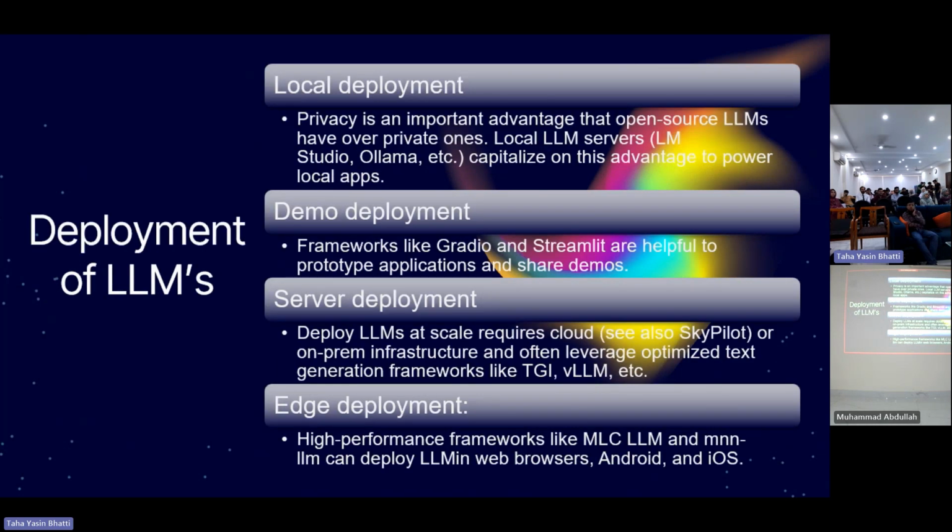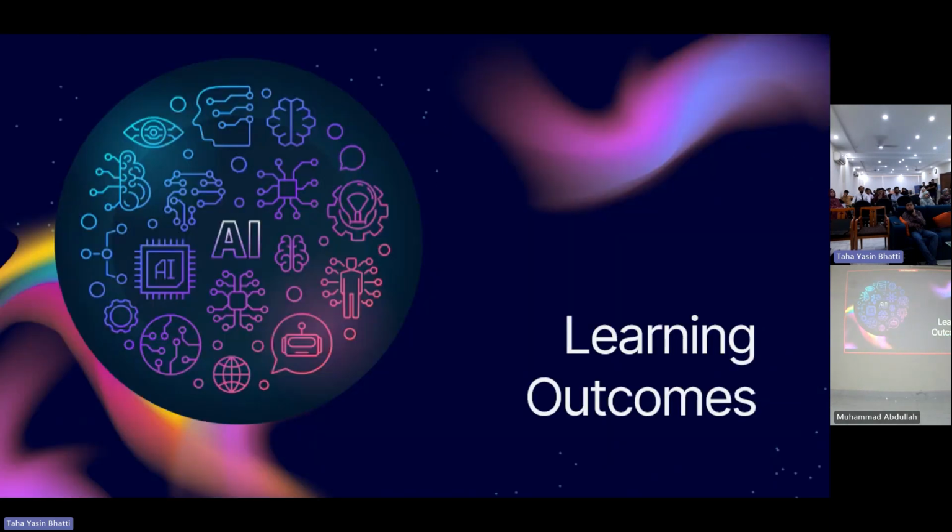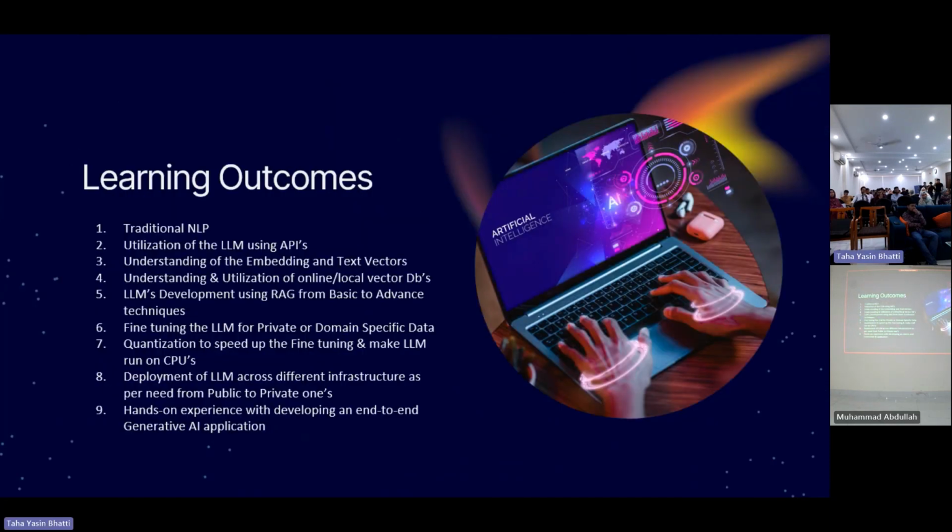Next, we'll also learn about the deployment of LLMs, including server deployment as well as batch deployment. Next, so that's the course content. Then comes the learning outcome: you are going to learn about traditional NLP with its drawbacks, then transformers, then LLMs, understanding of embeddings and text vectors, all the theoretical concepts with hands-on practice in labs.